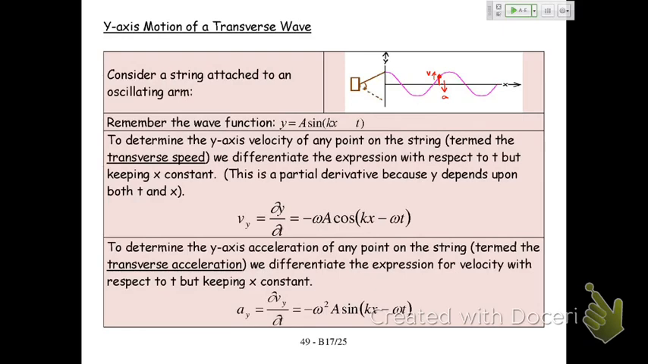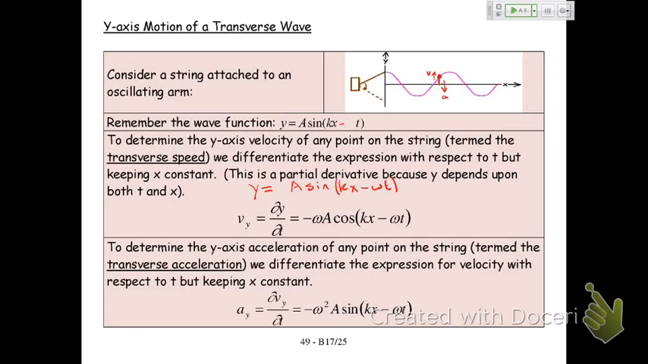So remember, we're talking about that oscillator. And so we have y, it's a partial derivative because it depends upon x and t, but we're only going to mess with the time. We differentiate with respect to time, so we get, what did we say? We said y was equal to A sine(kx minus omega t).